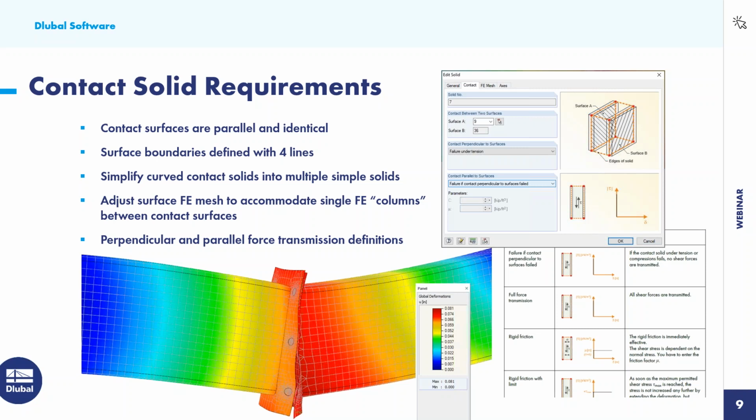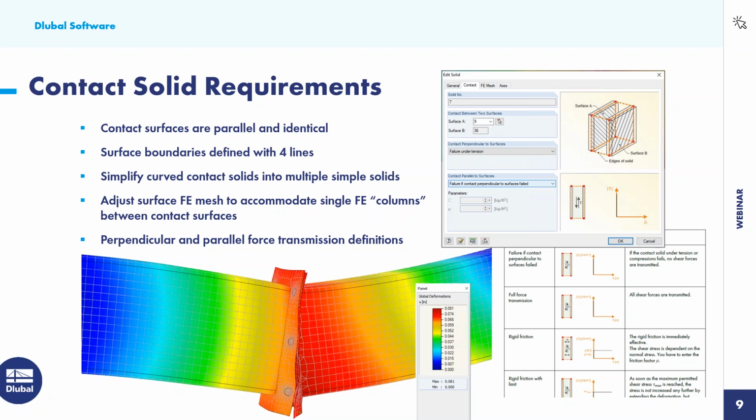And what this means is that any nodes or lines that exist on surface A, and in our case, that's the steel plate on the left, they must also exist on the right-hand side. Everything must be identical. Surface boundaries must be defined with 4 lines. So that means exactly 4 lines. It can't be defined with 3. It can't be defined with 5. If we have complex curved contact solids, what we'd want to do is to break this down into multiple simple solids instead and apply all these same rules.